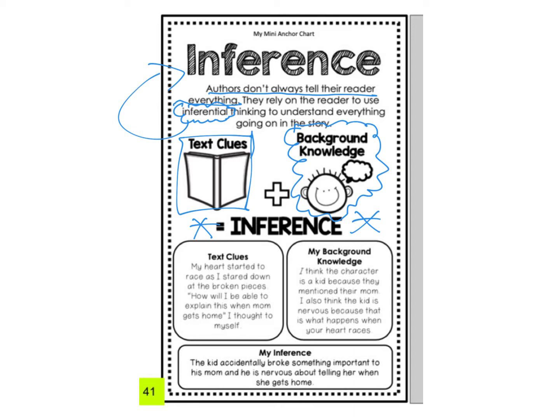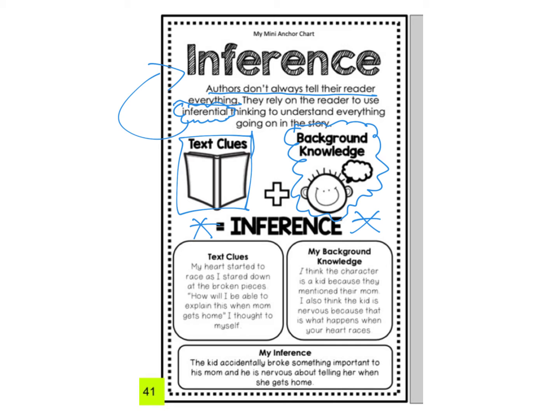So let's look at an example from our notes. Here's our text clue. My heart started to race as I stared down at the broken pieces. How will I be able to explain this when Mom gets home? I thought to myself. That's a text clue. So I'm going to add it to what I already know. I call that my background knowledge.